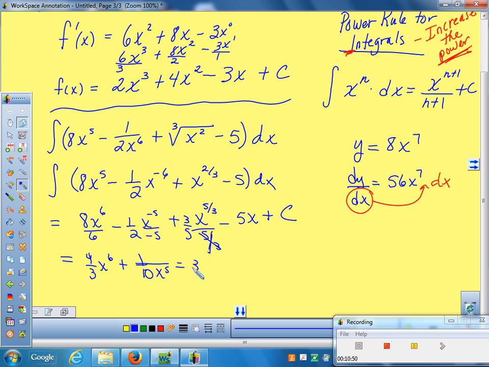This one, I don't care if you put it back in the root. If you want to, you can, or I'm perfectly fine. Most people just leave it as 5/3. It's positive power, so that's fine. And actually the rest of this is fine.